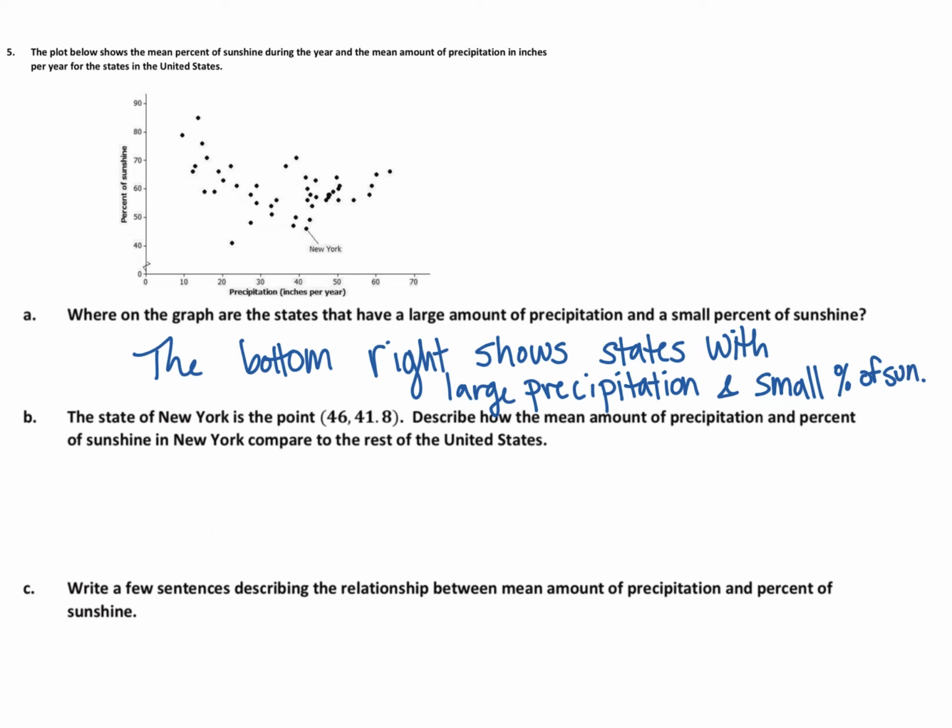The state of New York is the point 46, 41.8. Describe how the mean amount of precipitation and percent of sunshine in New York compared to the rest of the United States. And they've labeled that point on the graph. This is below many of the points, which would be a smaller amount of sunshine. It's lower on the y-axis.